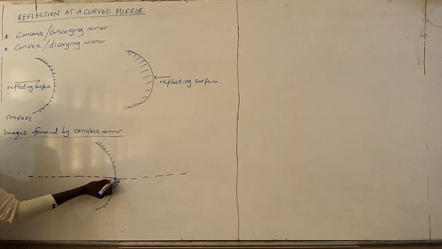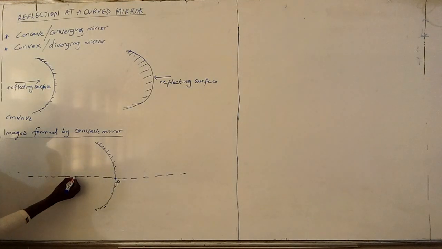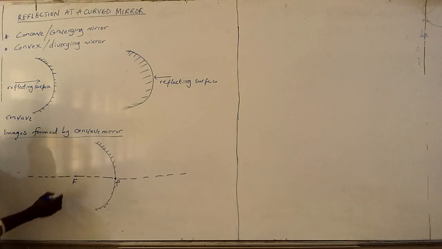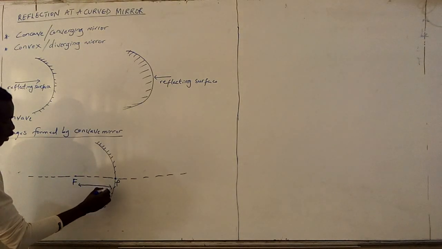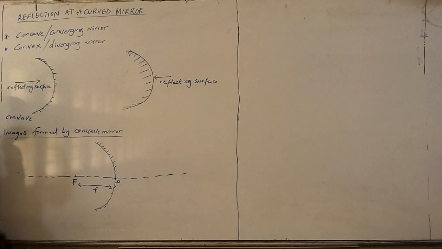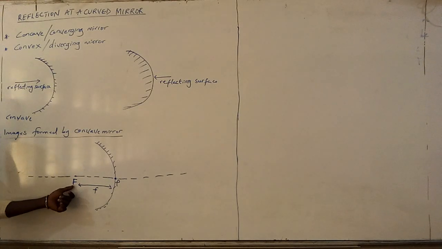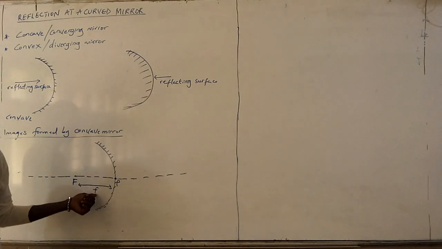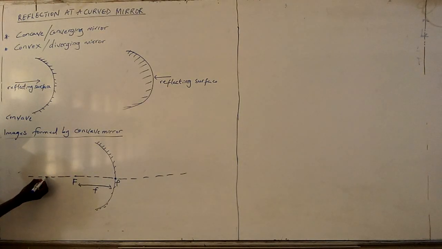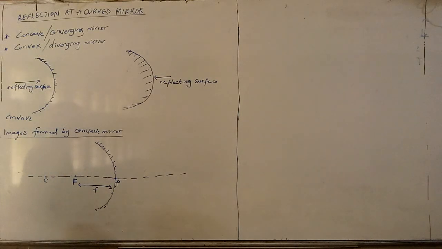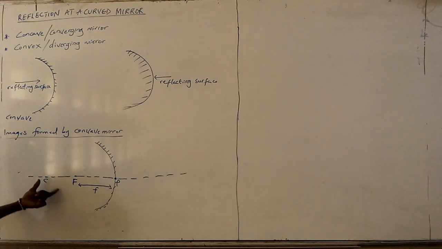Then we have a distance from P to this, we call F. This F is called the principal focus, while the distance between the pole and this F is the focal length. So F, principal focus, and the distance between them is the focal length. Then at this point here, we have what we call the center of curvature. This center of curvature is just the midpoint of a sphere.